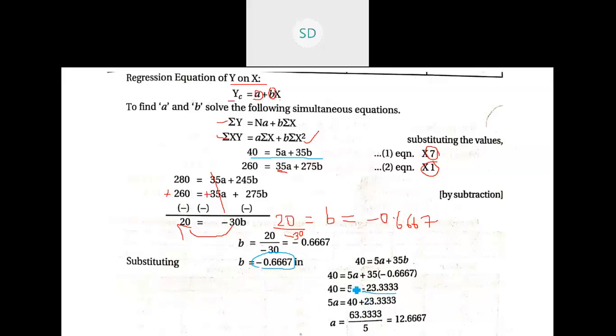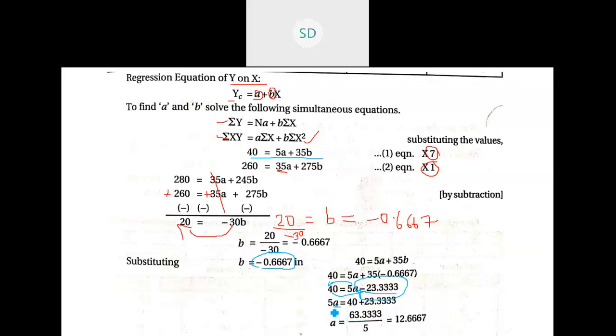Fine. Now after this, we have to just interchange the positions here. That is, 5a will come out and 40 will go in. We are taking 5a to the other side because we will get the expression of a, and 40 is a constant which we will take inside so that we will be able to add or subtract them. Since we are changing the position of minus 23.3333, it will change from minus to plus. So 40 plus 23.3333 will give you 63.3333, which is equal to 5a.